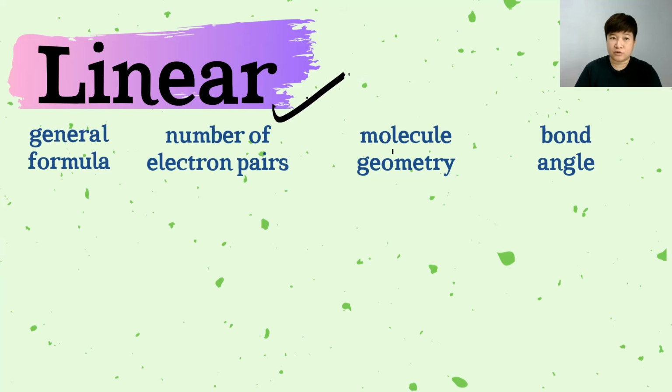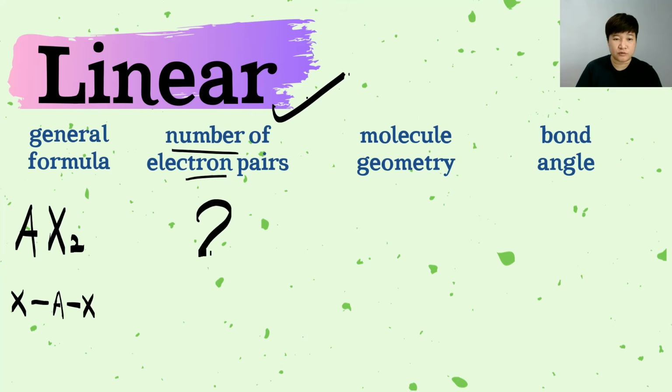Next, let's start with linear. So, we are going to look into a few things: general formula, number of electron pairs, molecular geometry, and bond angle. Your general formula for linear will be AX2. What is meant by AX2? Your A is your central atom, meaning that your A will be bonded to an X and to another X. The number of electron pairs for linear will be 2.